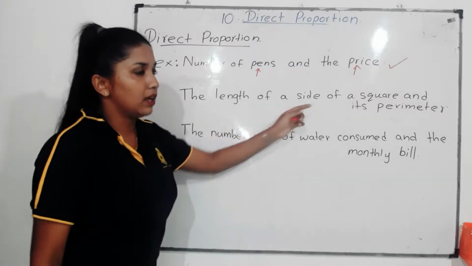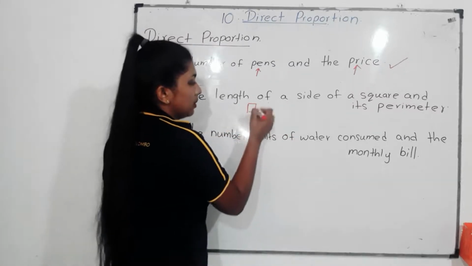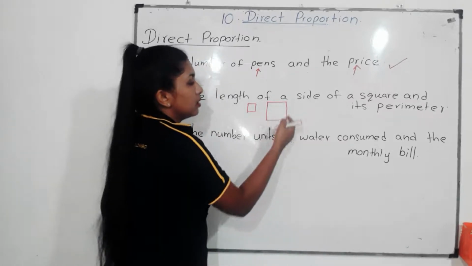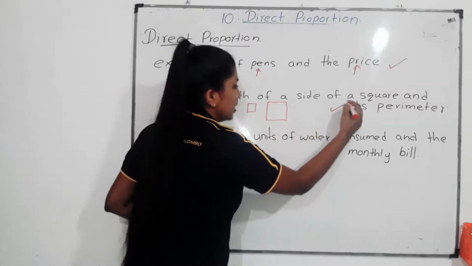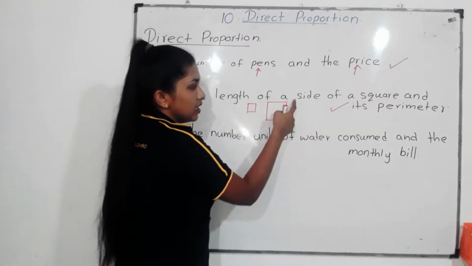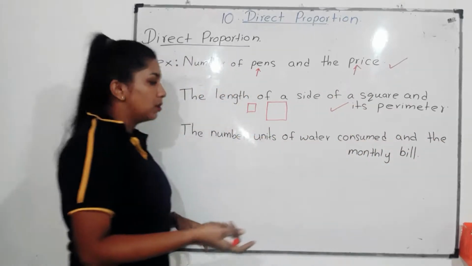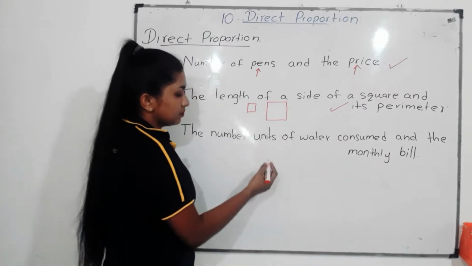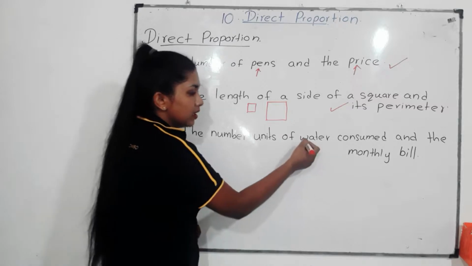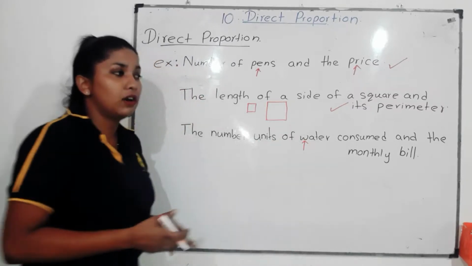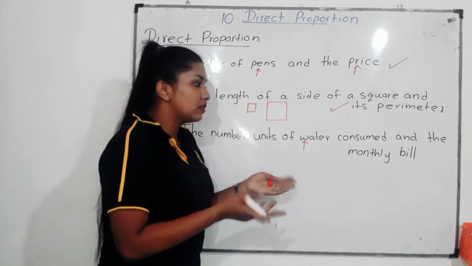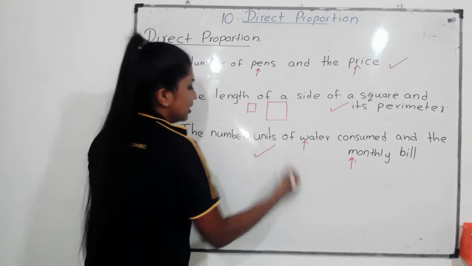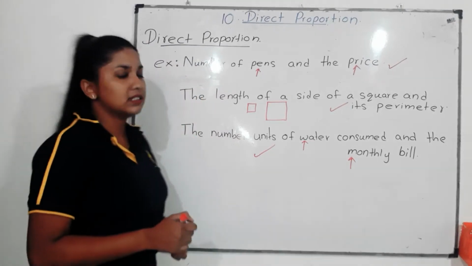Length of a side of a square and its perimeter. Now I increase the side. We can observe that the perimeter also increases. Then this one is correct. This one is increased, then this one also increases in the same ratio. The number of units of water consumed and the monthly bill. If we consume more units of water, then we have to pay a larger bill. Then this one also increases. This one is correct. Now you can do exercise 10.1.